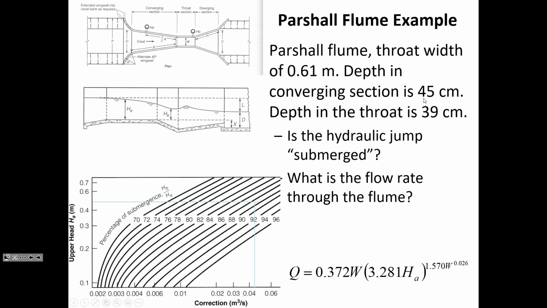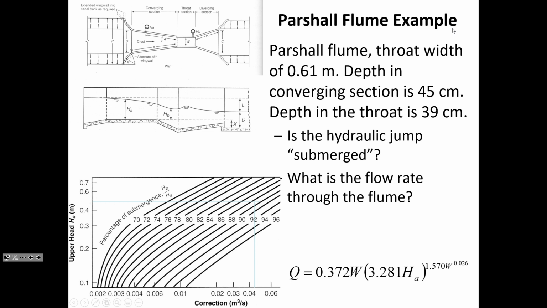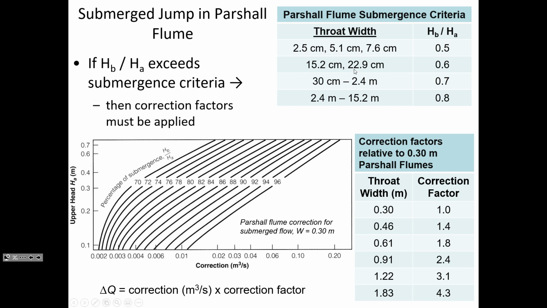The depth in the throat is 39, and so we need to have this check of H sub B divided by H sub A. For this, H sub B is 0.39 meters. H sub A is 0.45 meters. And so then the ratio, H sub B divided by H sub A, is 0.867.